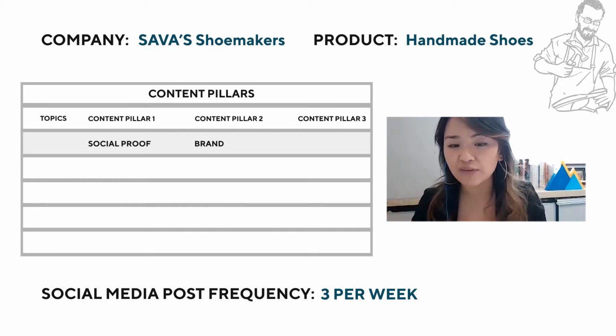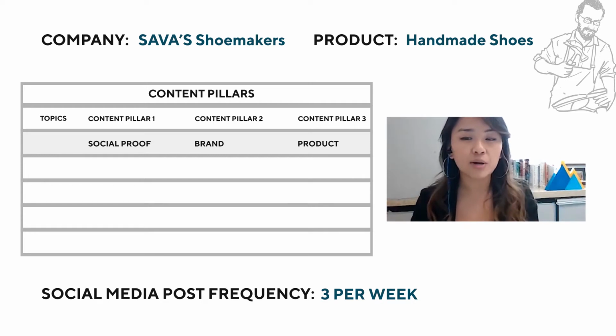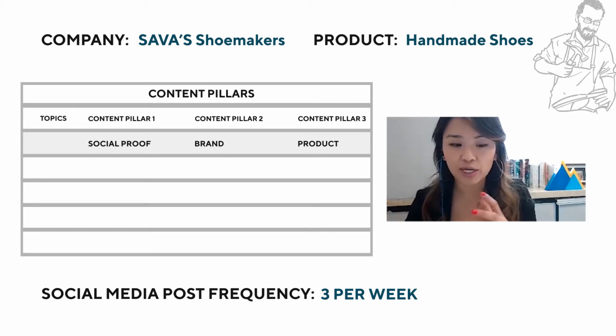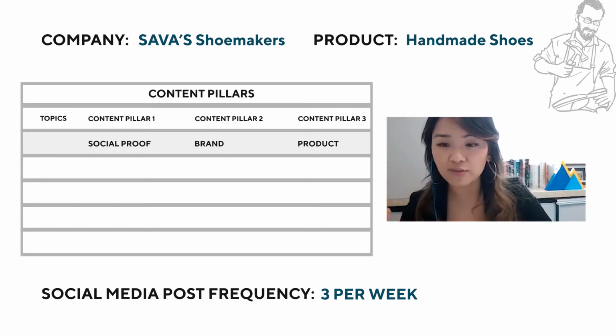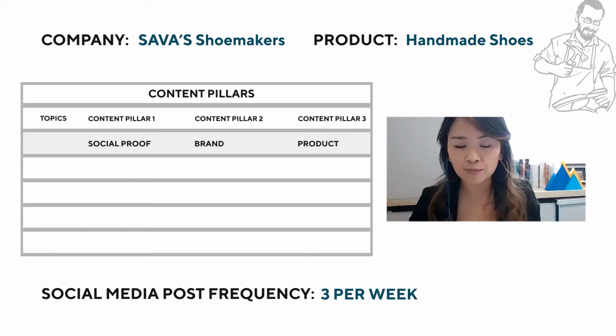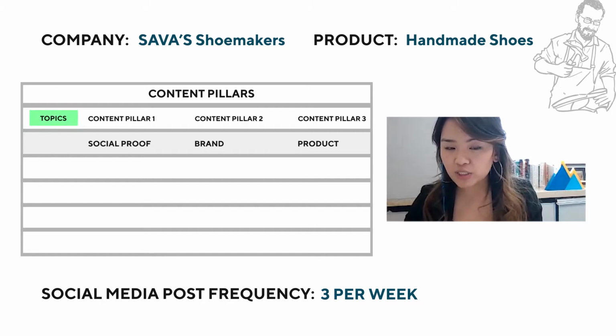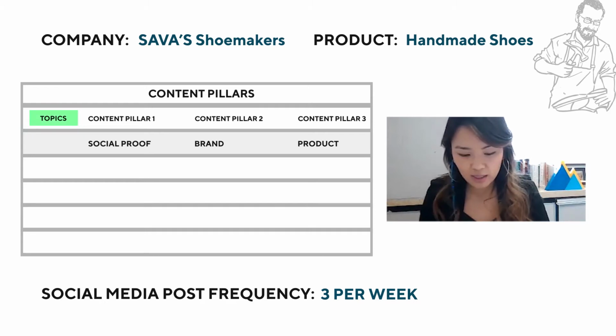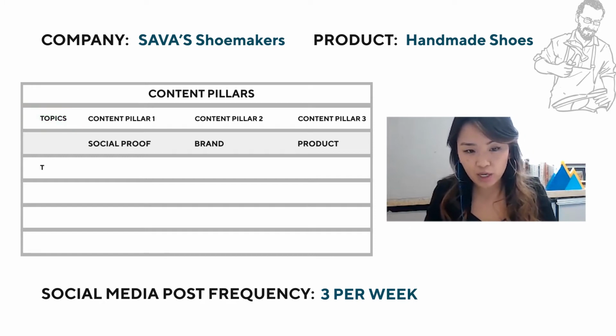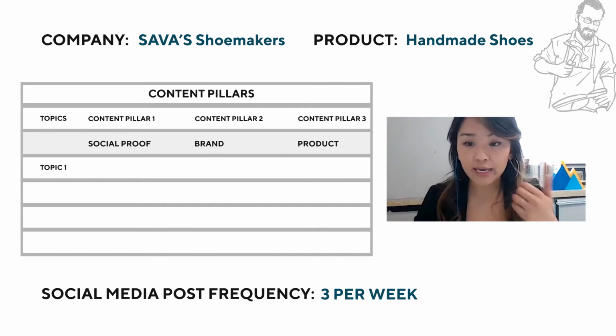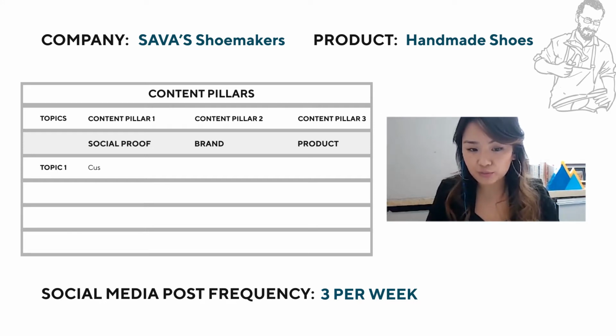And then lastly, we have our product. So here, this is a category where I'm going to put in my offers, new arrivals, seasonal items, and so on. So now on this column right here, you might be noticing that it says topics. So what I'm going to do is I'm just going to lay it out. Topic 1. So for social proof, here is an idea for myself. I'm going to put a customer review about a product.